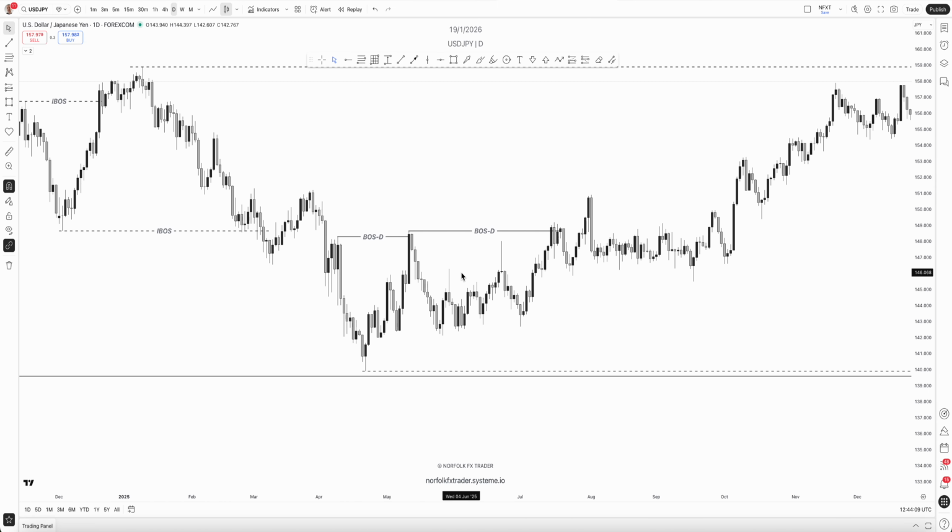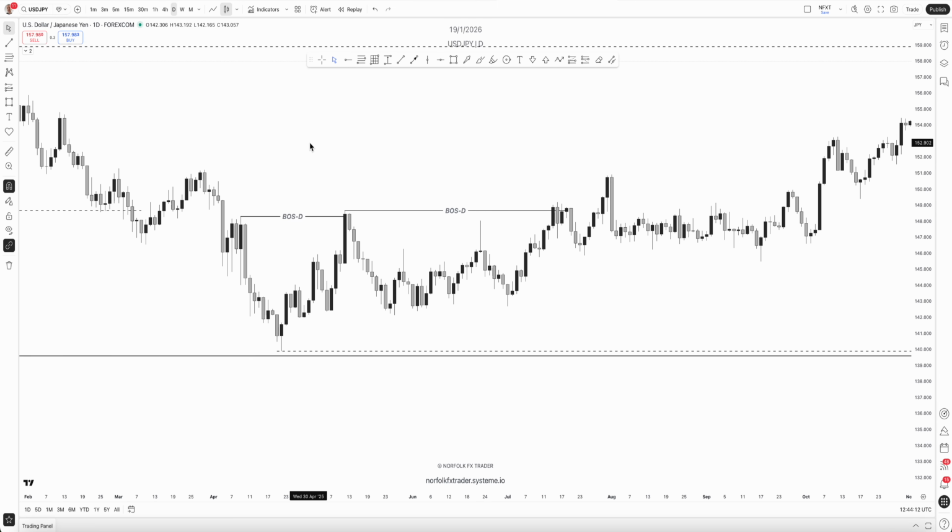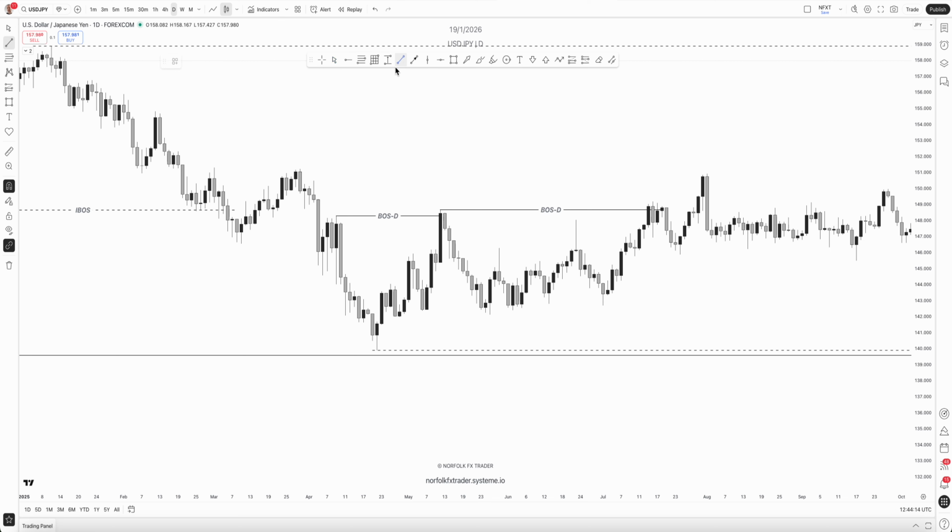Now, even here on the daily, we can look for that internal structure. So once we see this move to the downside here and we start to pull back, this is the start of a potential internal structure. So we have the same thing on both timeframes, okay? So on the weekly or here on the daily. So you can see where we have the push down, we start to pull back and we start to shift and create an internal structure.